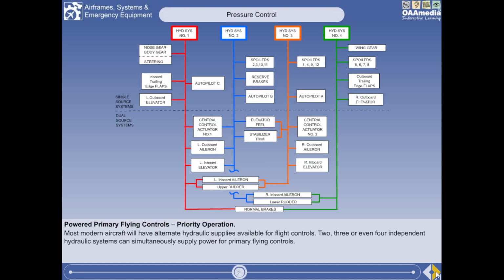Most modern aircraft will have multiple hydraulic supplies available for flight controls. 2, 3, or even 4 independent hydraulic systems can simultaneously supply power for the primary flying controls. On the Boeing 747, for instance, each primary flying control is split into 2 separate parts, and each part is fed by 2 hydraulic systems, so a pressure-maintaining valve is not required.